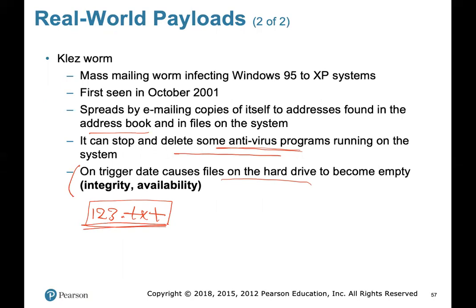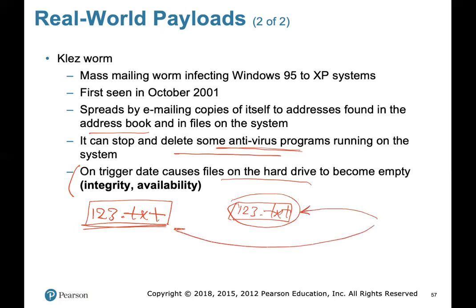Basically, you define a new file with the same name, 123.txt. And in the file system, when you search for a file like this, the file system points to this one, and it loses the pointer to the old file, so that you cannot find the content of your original 123.txt. And this is the payload of this worm.